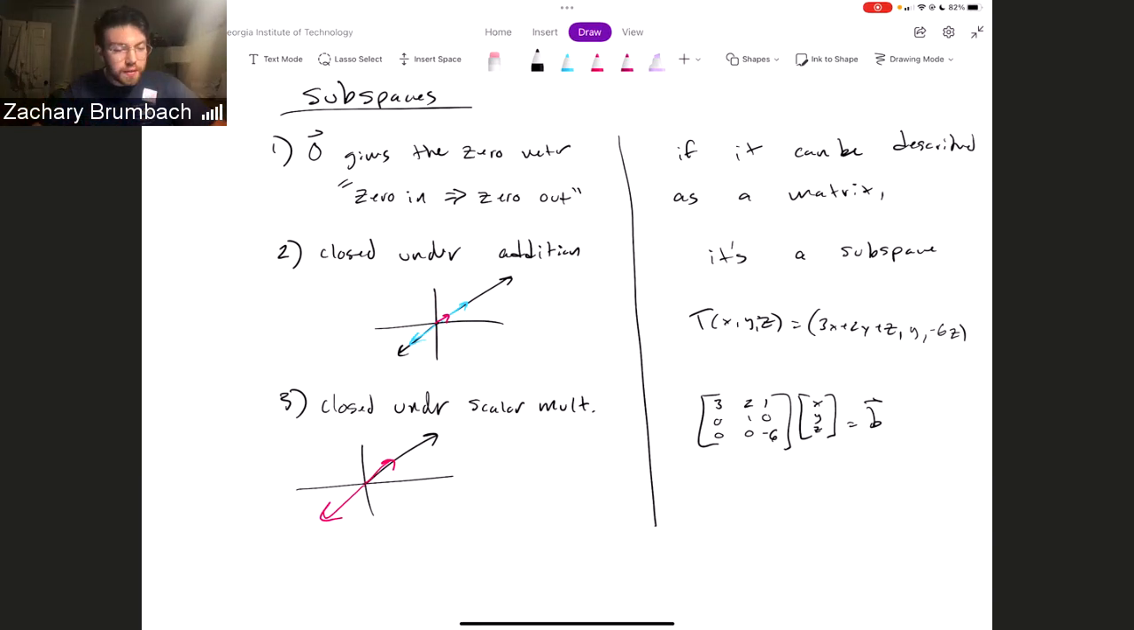So if we can describe any of these transformations as a matrix, we know it's a subspace, okay? That's the reason we do linear algebra: we're talking about subspaces, but in order to do this, you have to think about what is a subspace and then what can we do these operations upon.